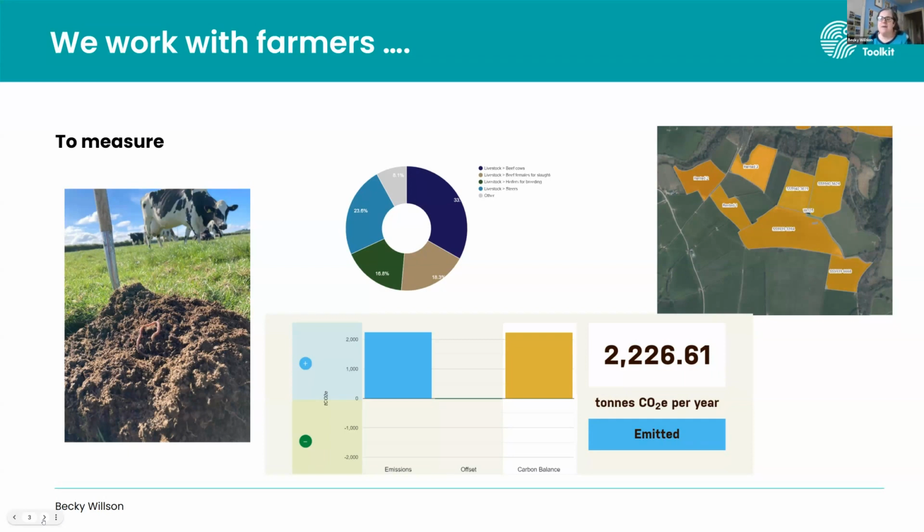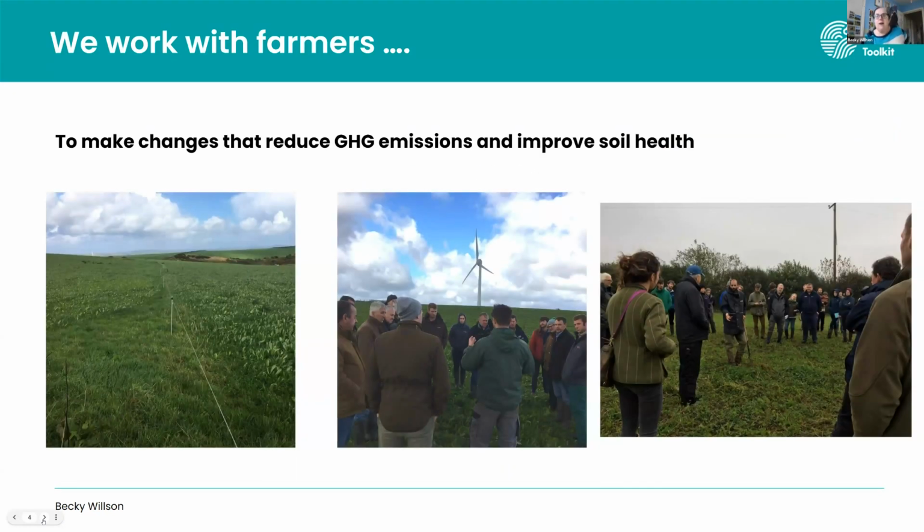So measurement is a key part of what we do. I'm often to be found down a hole looking at what's happening from a soil health or a carbon perspective. But with all of these things, measurement is incredibly important, but it's only really that first step. So we also do that next bit, which is saying, well, okay, we've got a number, but what does that number actually mean? And helping support farmers to make those changes that will both reduce greenhouse gas emissions and improve soil health.